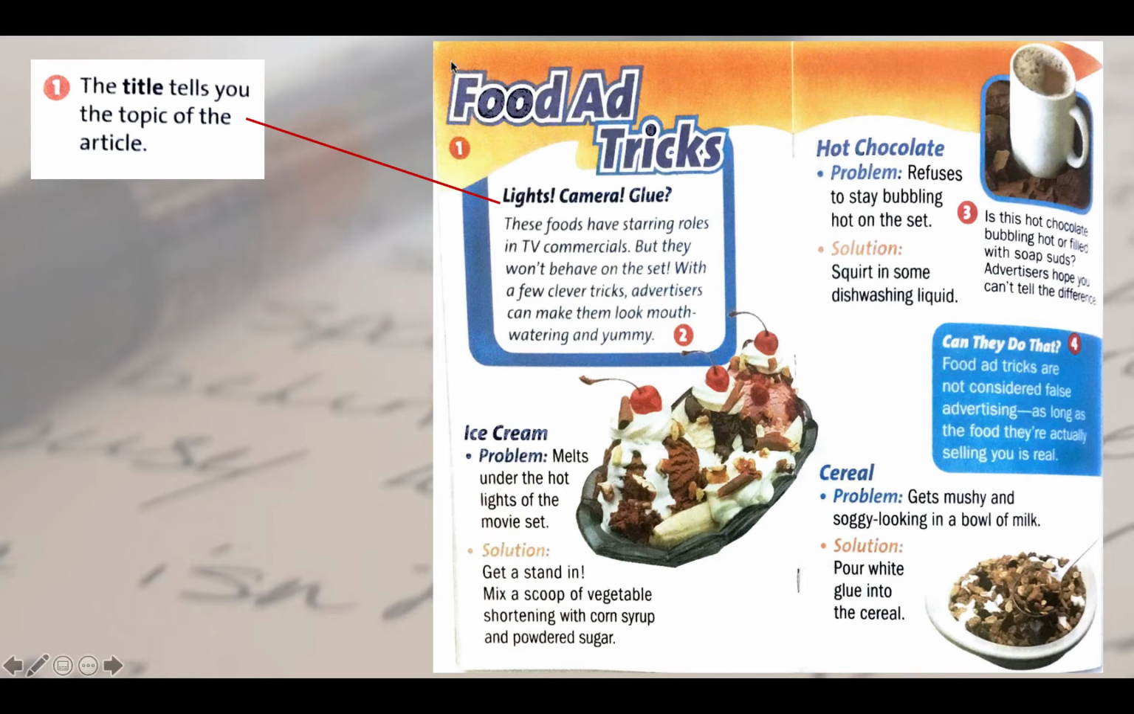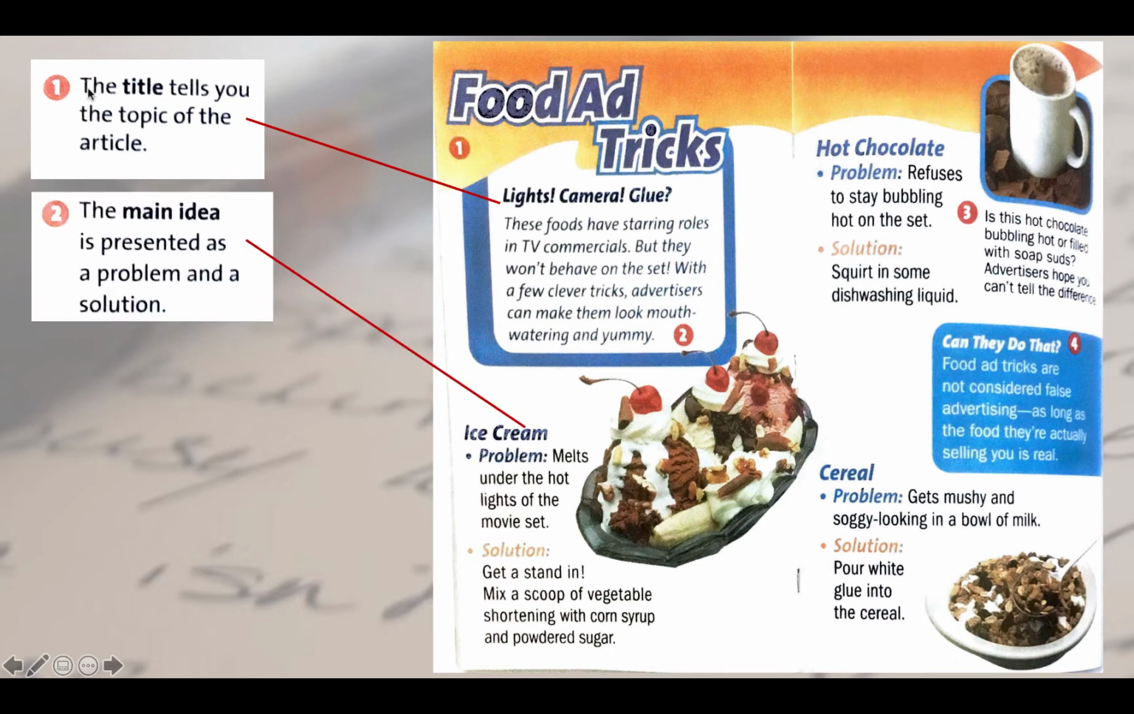So let's look at just underneath the Food Ad Tricks. Lights, camera, glue. These foods have starring roles in TV commercials, but they won't behave on the set. With a few clever tricks, advertisers can make them look mouth-watering and yummy. Ice cream. The problem with filming ice cream is that it melts under the hot lights of a movie set. So the solution? Get a stand-in. Mix a scoop of vegetable shortening with corn syrup and a powdered sugar, and that's how they actually create the ice cream.